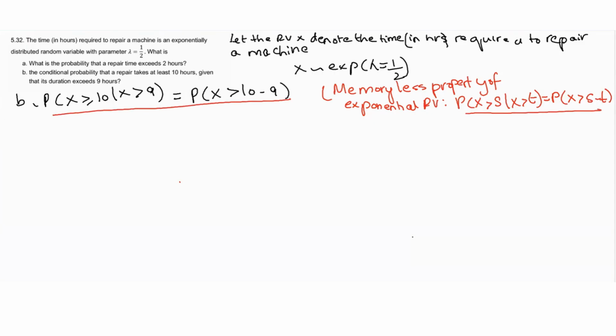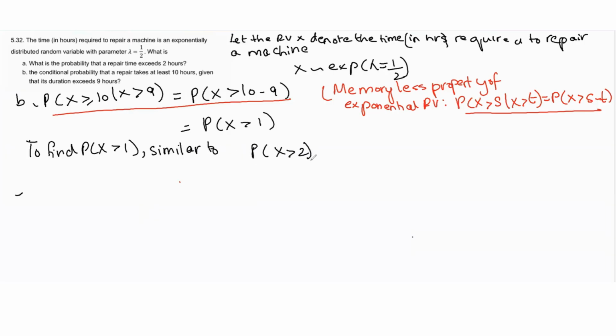We could apply the definition of conditional probability and solve it, but there's no need. You can use the memoryless property of the exponential random variable. So this simply becomes the probability X is greater than 1. To find the probability X is greater than 1, it is similar to the probability X is greater than 2 in part A that we've already done. We used two approaches in part A and we can use either approach here also.